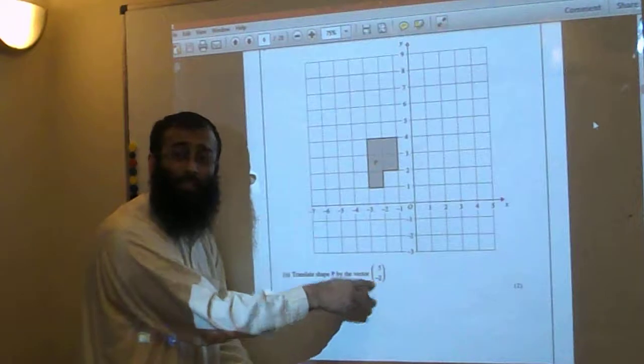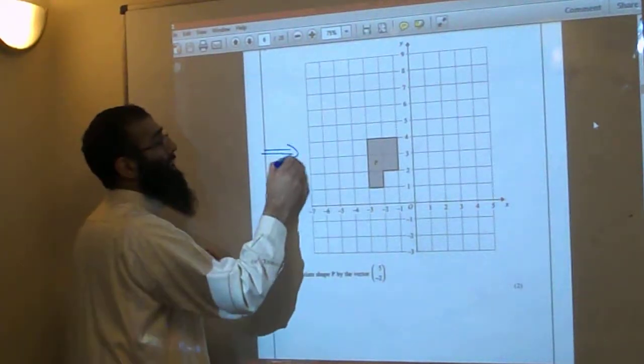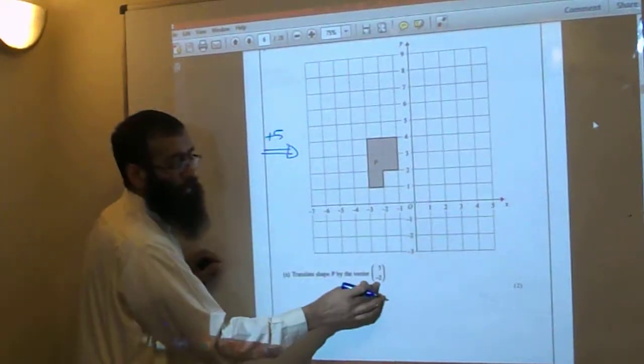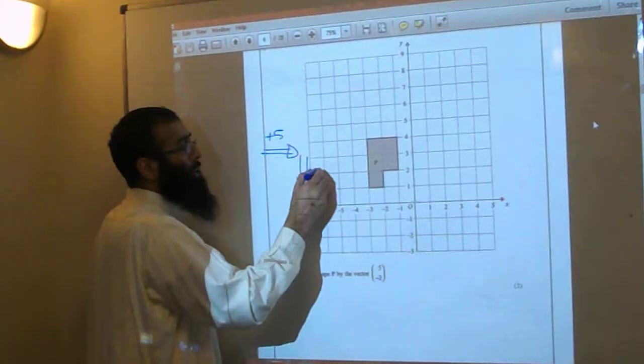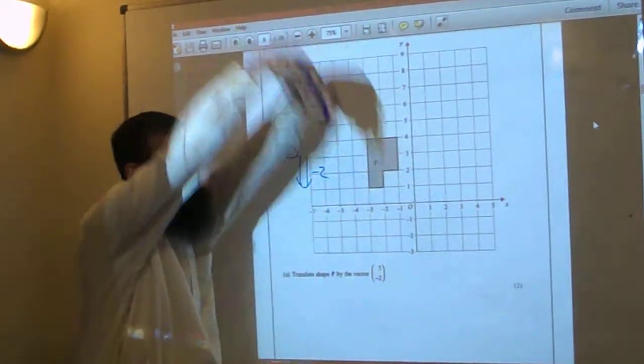Because the y is minus, we've got to move it down. So what this is saying here is move the shape 5 along in the positive x direction, and then minus 2 means move it down by 2. So we've got to get the whole shape, move it across by 5 and down by 2.